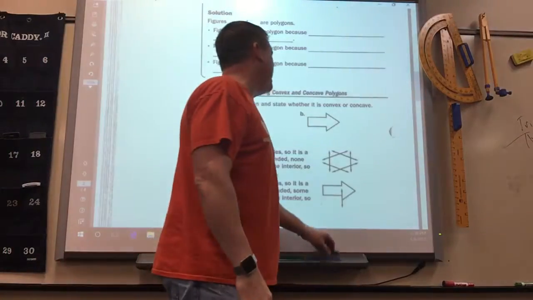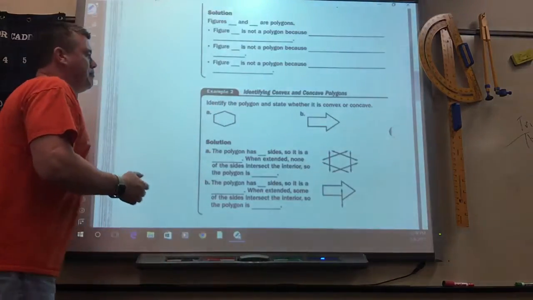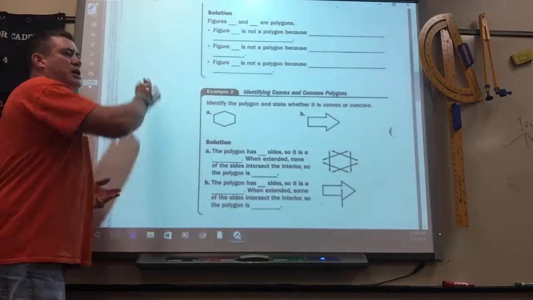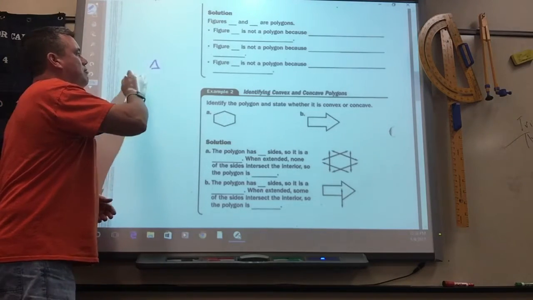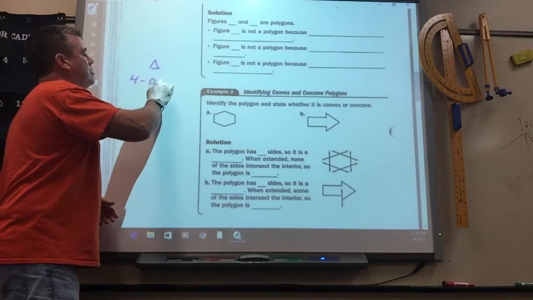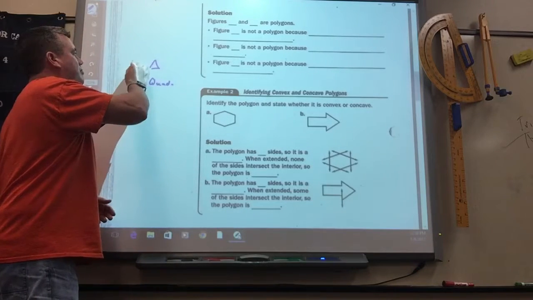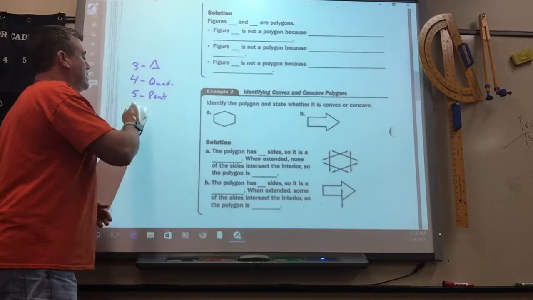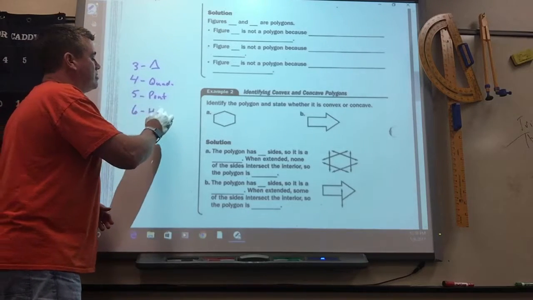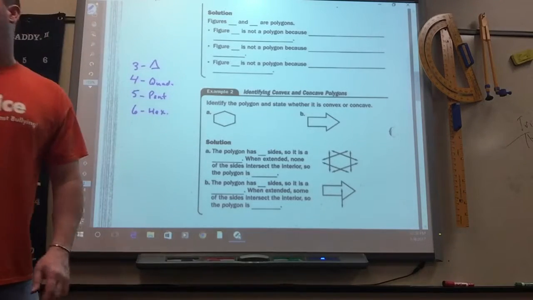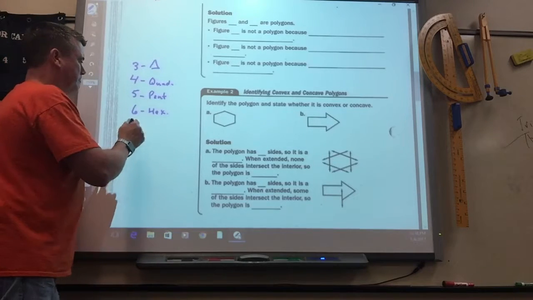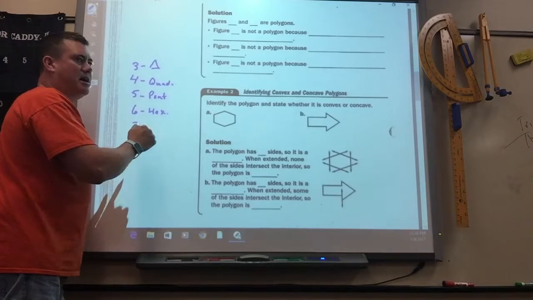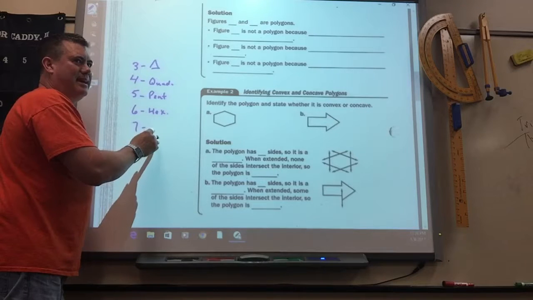So to identify it, 3 sides is a triangle, 4 sides is a quadrilateral, 5 is a pentagon, 6 is a hexagon. These are listed in your book too, in case you forget. Septagon? Yeah. Heptagon?